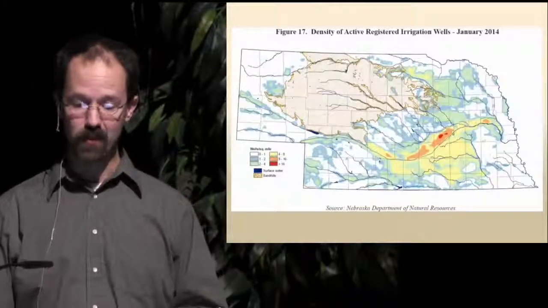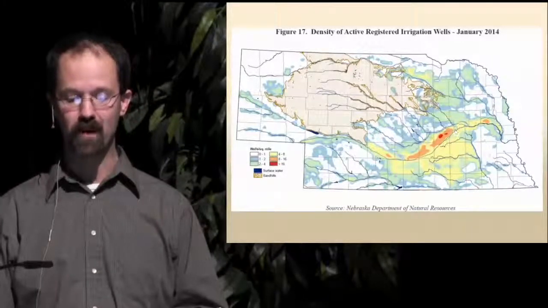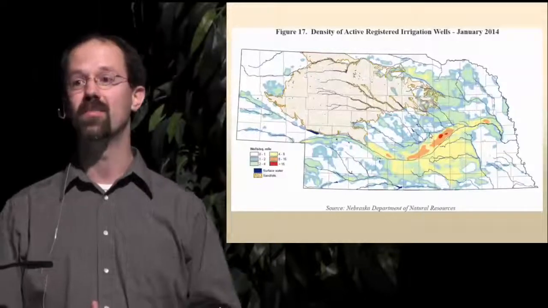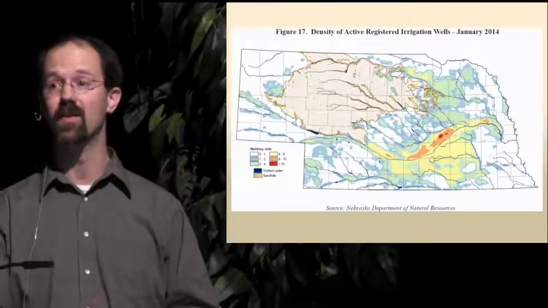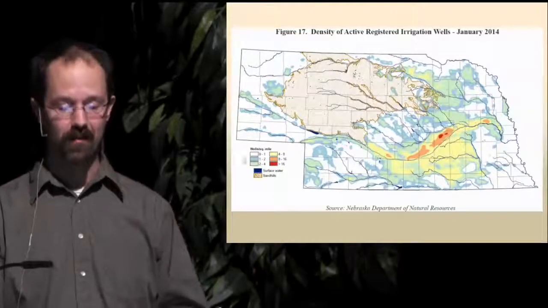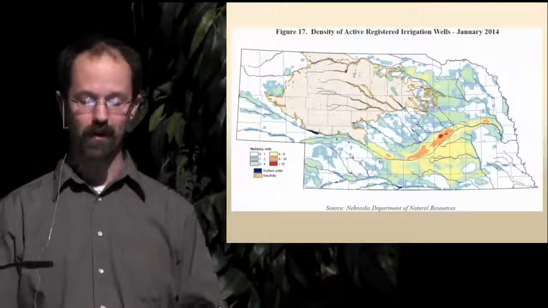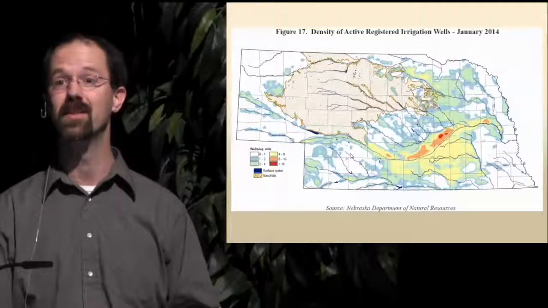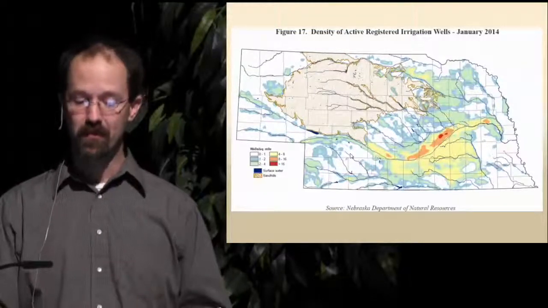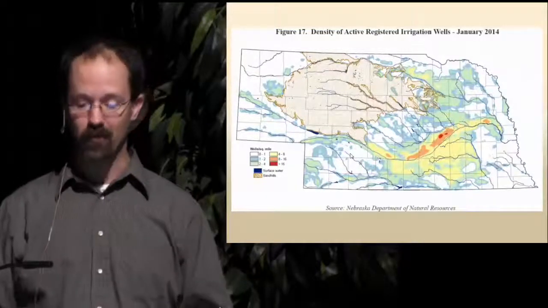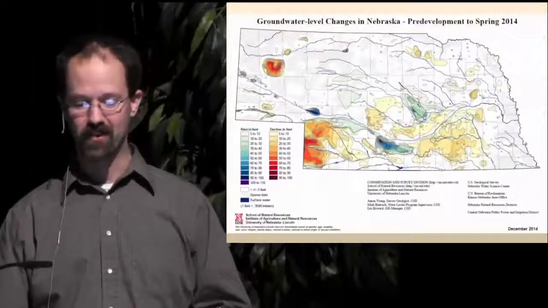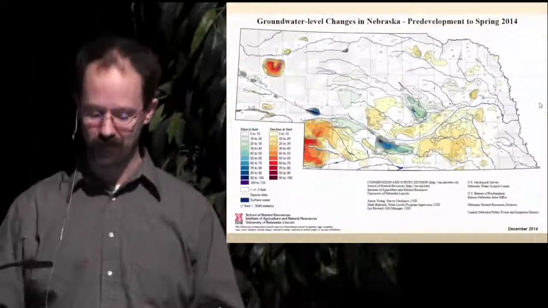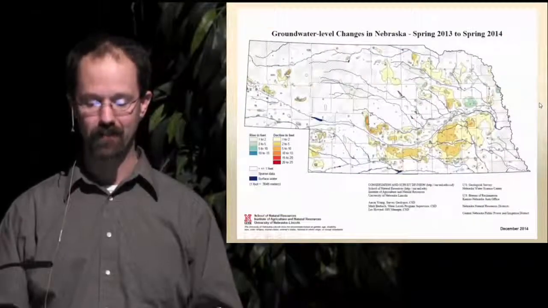Some of these areas, particularly in southeast Nebraska, have some incredibly dense areas of irrigation wells. Some of these areas have between 4 and 16 wells per section. That's incredibly dense for this part of the country, which essentially explains why we have some of these groundwater level declines.